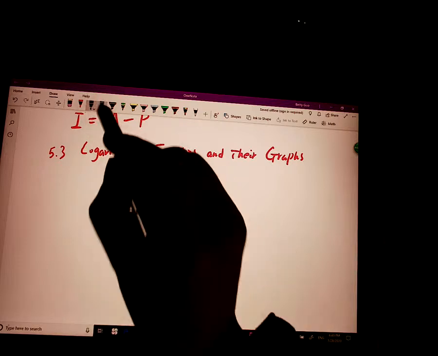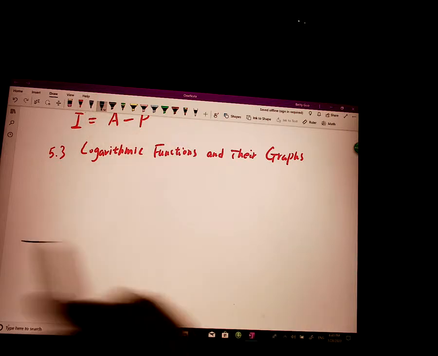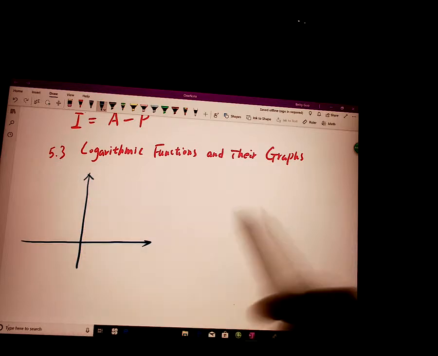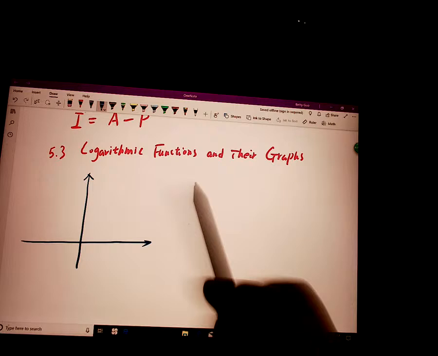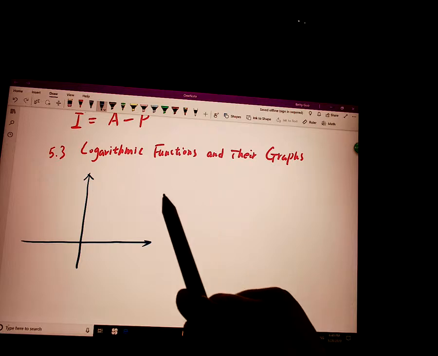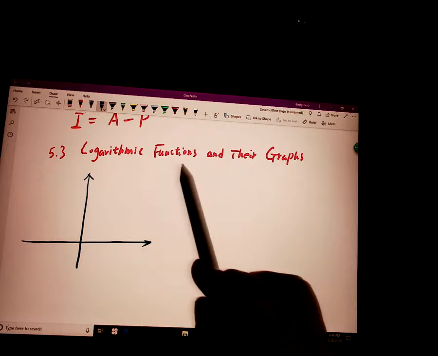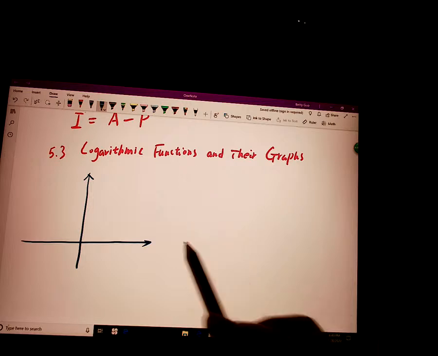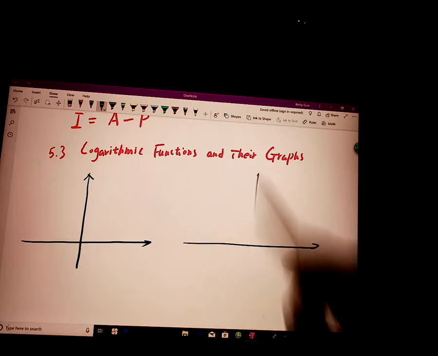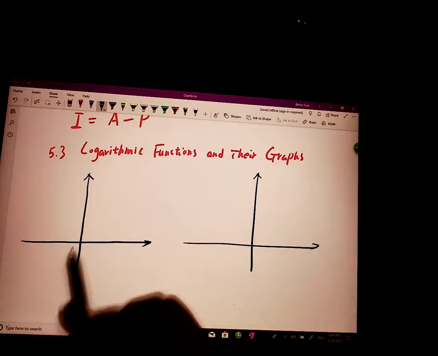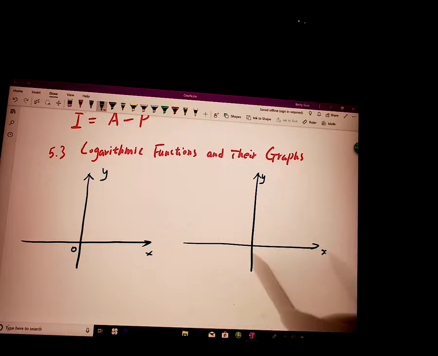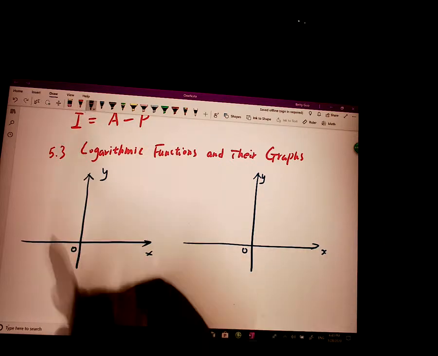So remember, exponential functions have two categories, increasing and decreasing. Then as the inverse functions of exponential functions, logarithmic functions also have two categories, increasing and decreasing. So let me show you. Let me think what kind of color I'm going to apply. Let's use black.